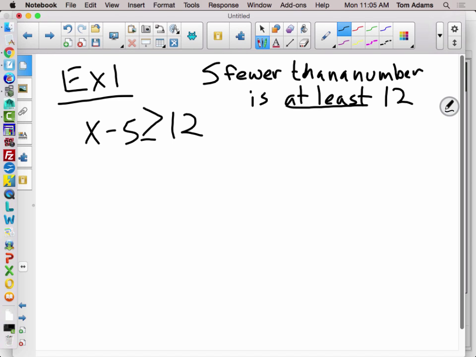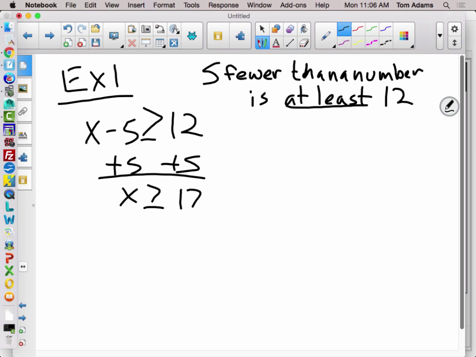Just because I have the words at least, somebody might think at least means we should automatically use the less than symbol. But at least says that's the lowest value, so we want that to be the lower boundary, and we want all the values greater than that lower boundary. If I were to say at most or the greatest, you got to kind of think that through. So once I have my inequality, I simply solve like I normally would. Add 5 to both sides, and I get x has to be greater than or equal to 17.